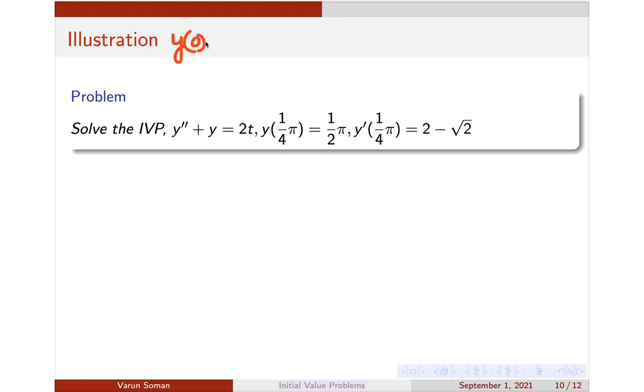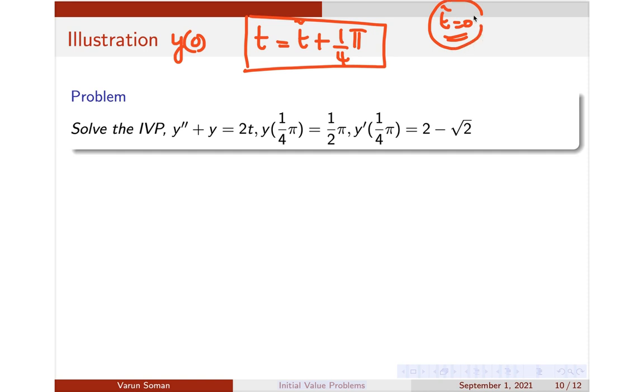So what I will do is change the variable t to t tilde. I will write t as t tilde plus t naught, which is 1 by 4 pi, the point which is there. Okay, so this is my substitution. Remember the substitution. Please try to write it with me, only then you will understand. So you can see that when your t is pi by 4, your t tilde will be 0. That is the only thing you have to understand.